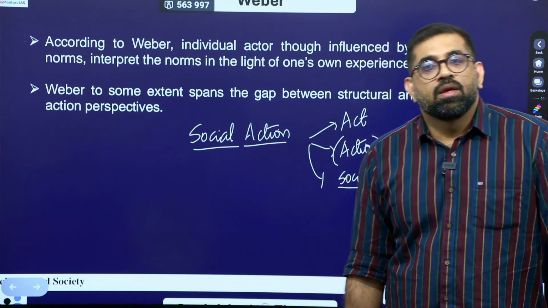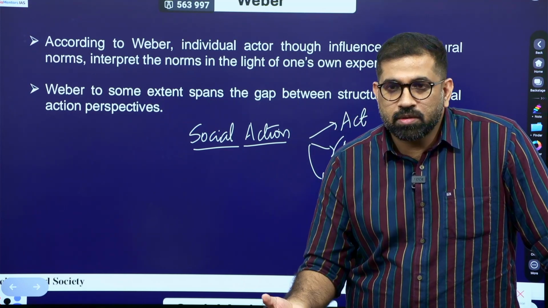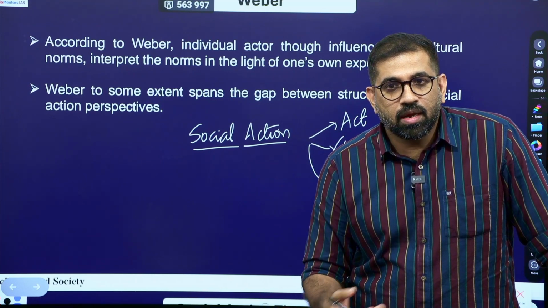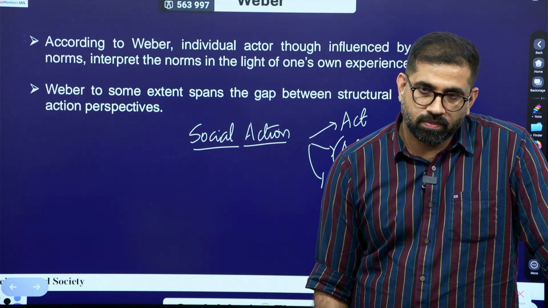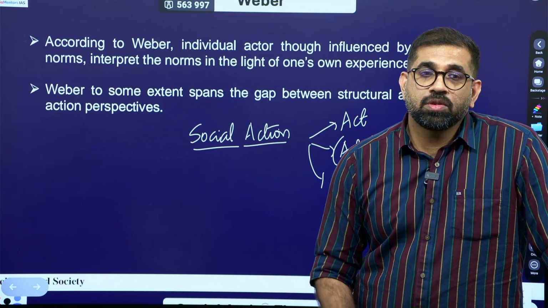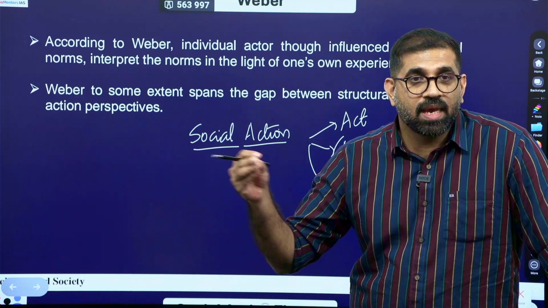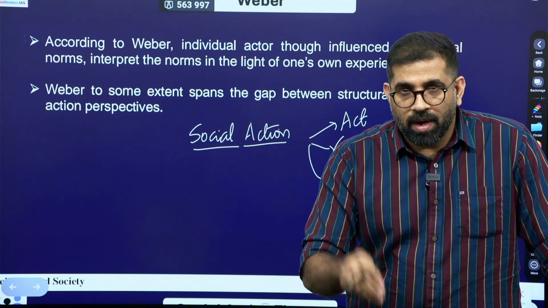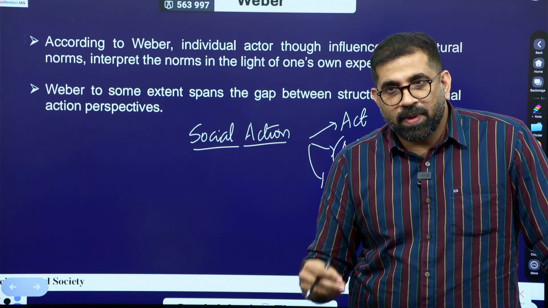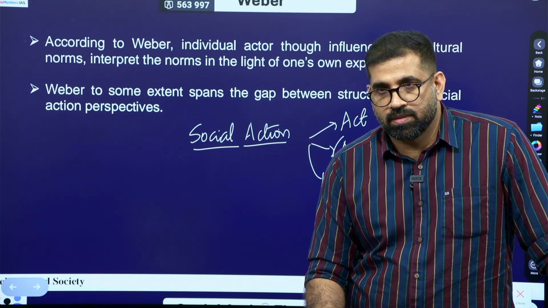According to Weber, the major aspect that he criticized of the positivist school is that they completely ignored the meanings of individual actors. Right? See, Weber also acknowledges the fact that social structures and social institutions can have an impact on an actor's action. But he said that in spite of that, actors also attach meanings to their actions.